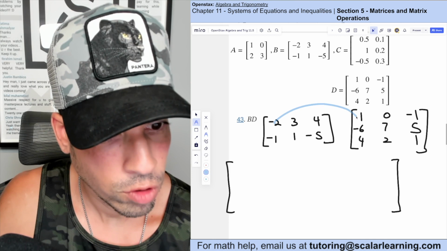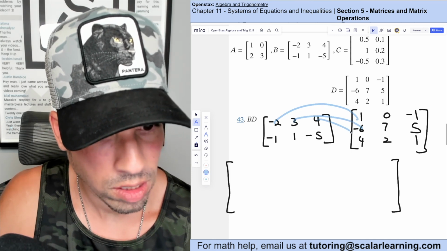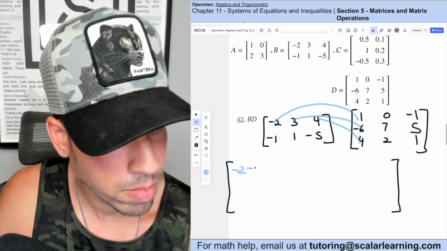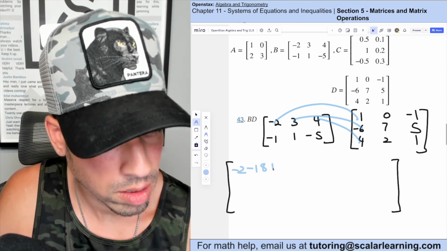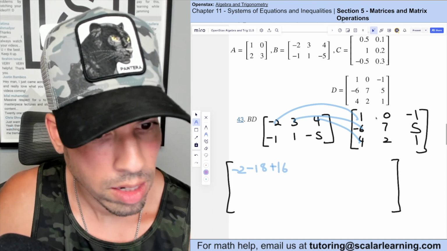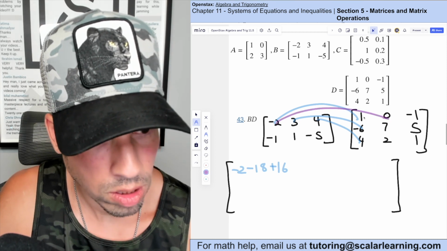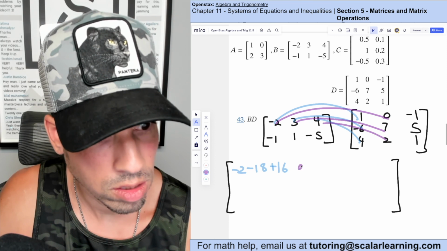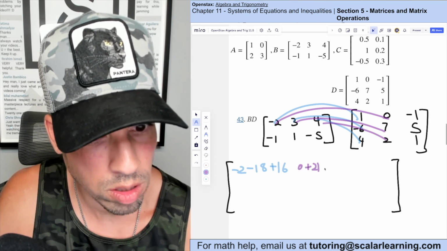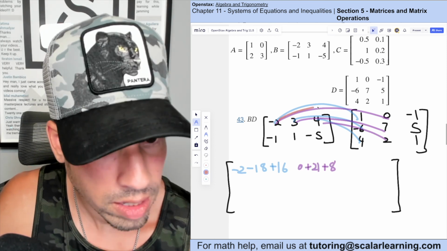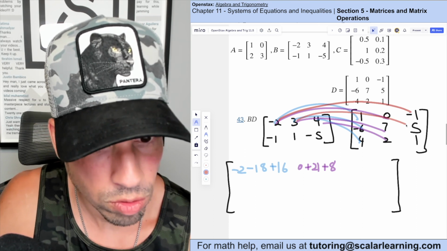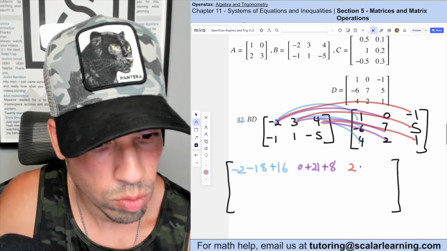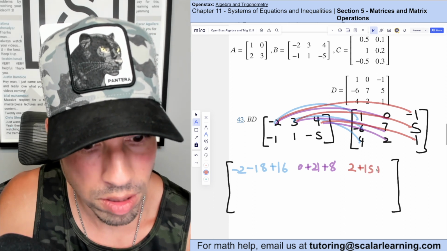So we got negative 2 times 1 plus 3 times negative 6 plus 4 times 4, and that is negative 2 minus 18 and then plus 16. Next, we go to the second column, so negative 2 times 0 plus 3 times 7 plus 4 times 2. That is 0 plus 21 plus 8. Next, we got negative 2 times negative 1 plus 3 times 5 plus 4 times 1. That is 2 plus 15 plus 4.